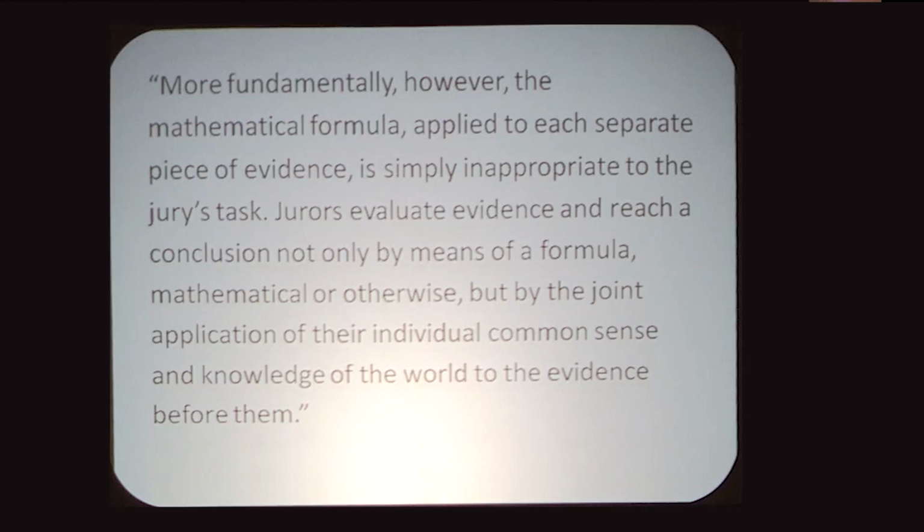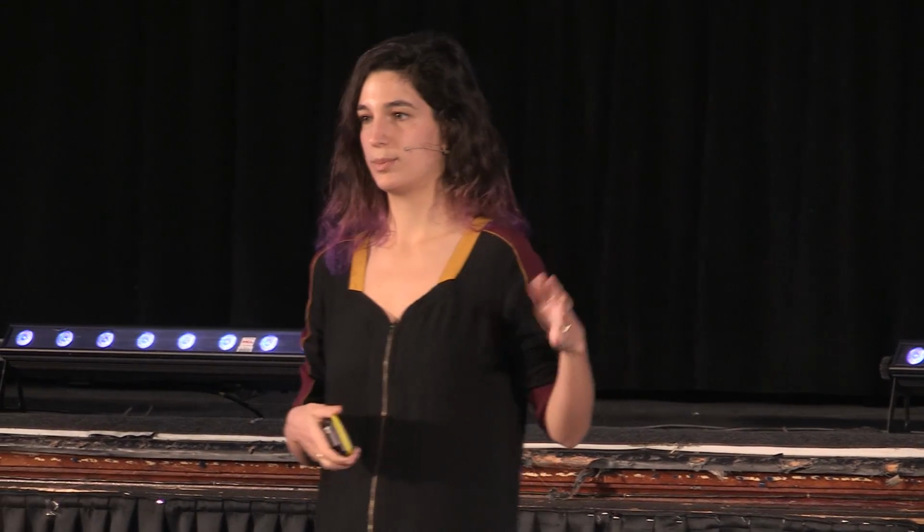So in fact, this is what was written in the judge's report. I'll read it out because it's quite long. "More fundamentally, however, this is basically exactly the same thing as Lawrence Tribe said in his day. The mathematical formula applied to each separate piece of evidence is simply inappropriate to the jury's task. Juries evaluate evidence and reach a conclusion not only by means of a formula, mathematical or otherwise, but by the joint application of their individual common sense and knowledge of the world to the evidence before them." So he was saying, the formula is too complicated, and what people should do is use their common sense.